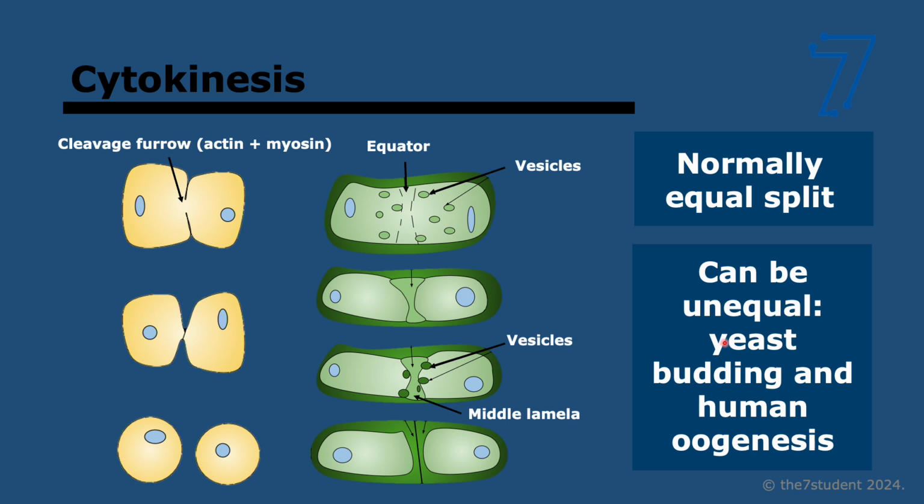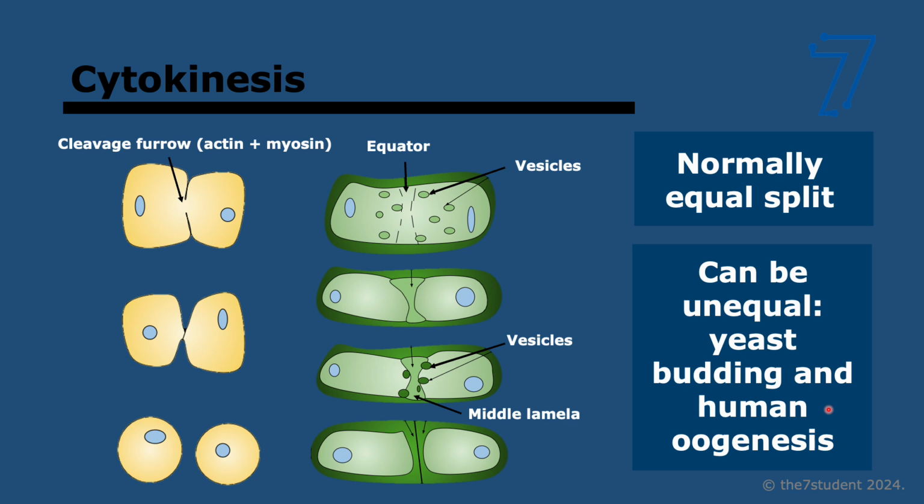Importantly, cytokinesis is normally equal, meaning both daughter cells receive the same amount of cytoplasm, but it's sometimes unequal, okay? As long as each cell gets a nucleus, they can get different parts of the cytoplasm and survive. So examples are when we create eggs, when females create eggs, there's one large cell, right, that ends up becoming the egg, and the rest are polar bodies that are gotten rid of. And then also yeast budding.